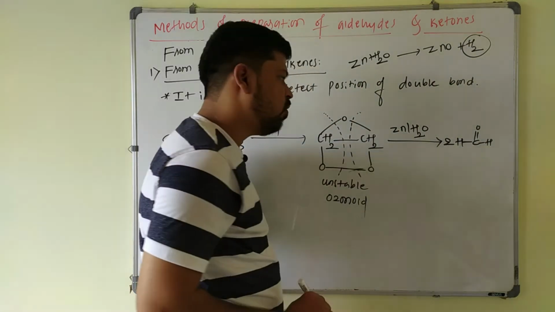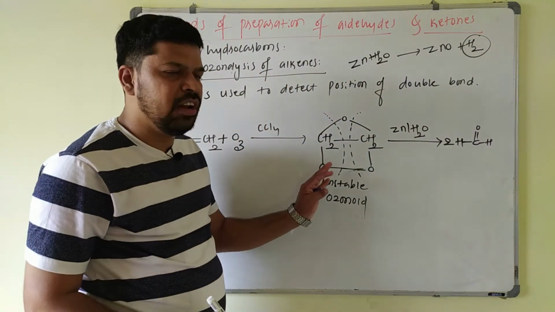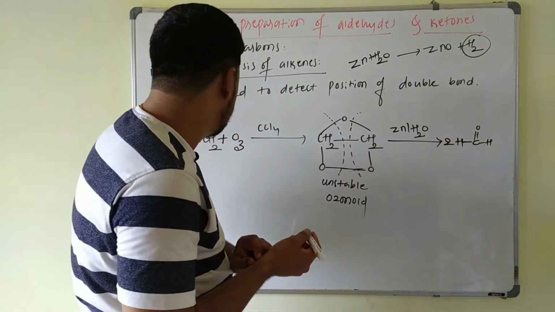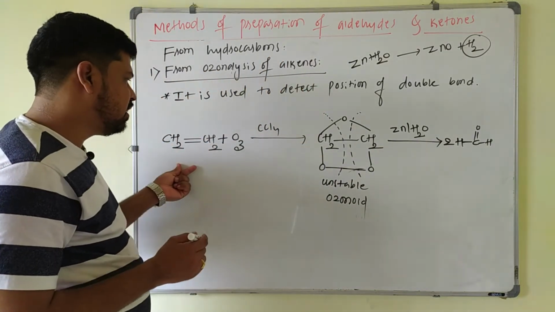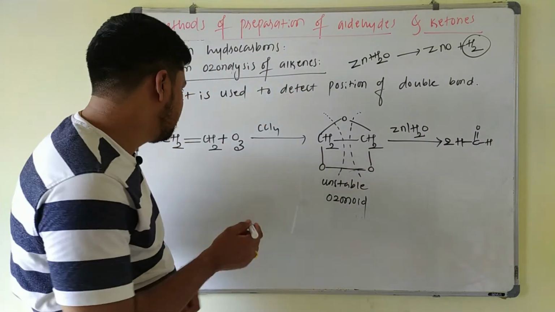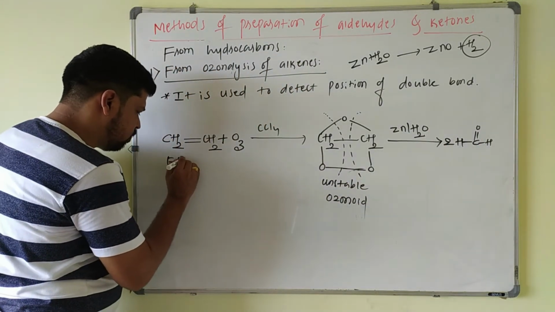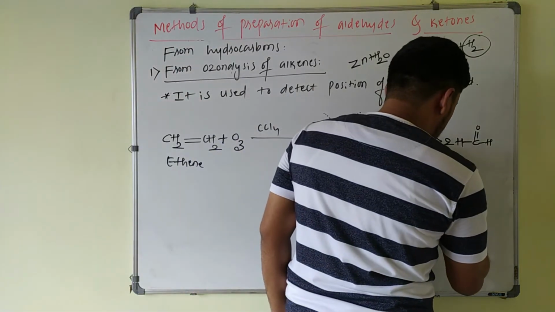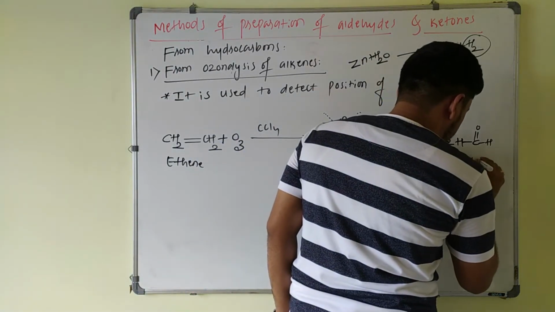formaldehyde plus a water molecule. In organic chemistry, we do not give importance to the byproducts. Simply we will write the main products only. So this alkene, this is ethene, upon ozonolysis gives 2 moles of formaldehyde. So this is your ethene. Upon ozonolysis, it gives 2 moles of formaldehyde.